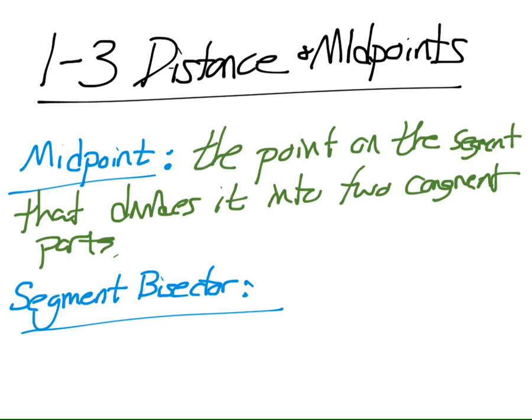If it's a 10-foot long line segment, the midpoint would be at 5 feet. If it's a 50-foot line segment, the midpoint would be at 25 feet. Okay, it's the exact middle of a line segment. Exactly what we'd think of as a midpoint. Last is a segment bisector. This is what we're going to do with our construction today.